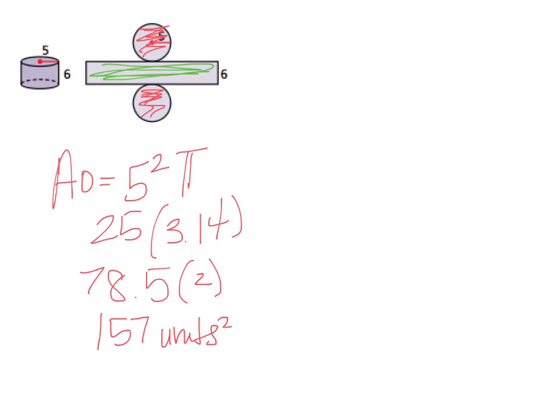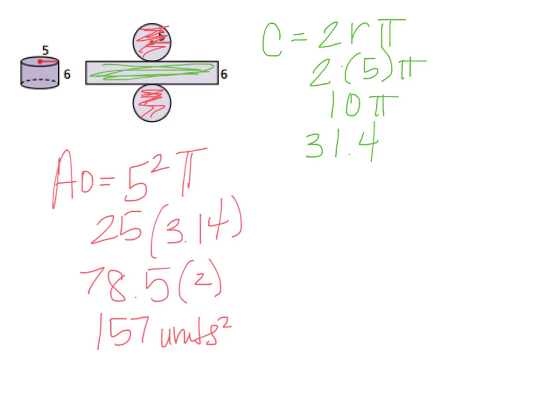Now we need to do the rectangle. We need to figure out what the length is on top. We know this, but we don't know this. So remember, if we take the top of this circle and cut it and roll it out like we did with those rubber bands, it would be this length. So what we need to do is find the circumference of this circle. Circumference is 2 times radius times pi, and our radius is 5, so this is 10 times pi, or 31.4. So this right here is 31.4 units.